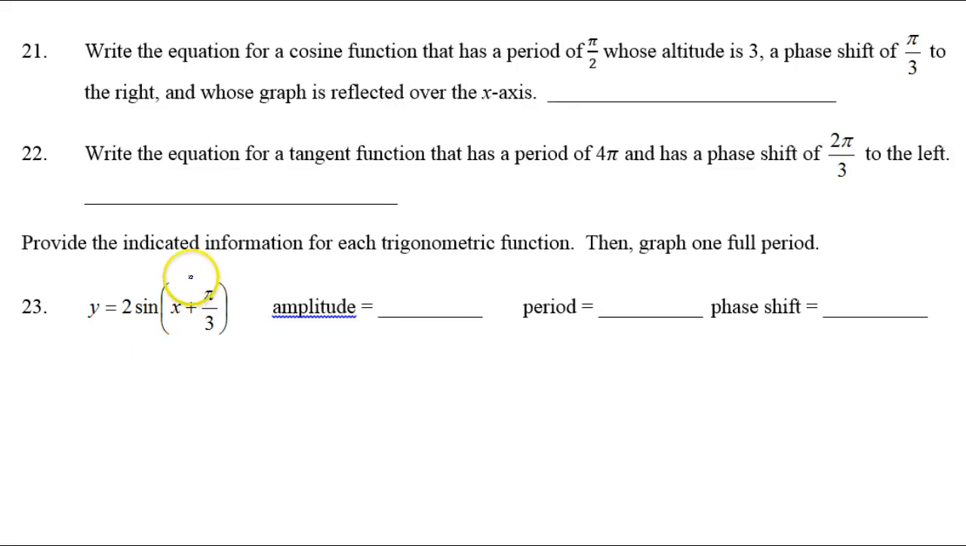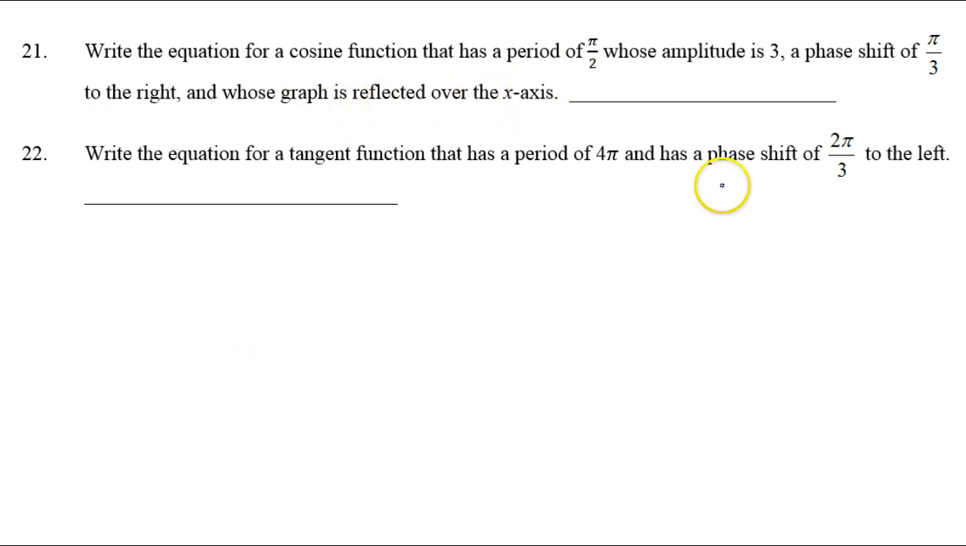In this video, we are going to practice writing trigonometric equations given certain pieces of information. Looking at problem number 21, write the equation for a cosine function that has a period of pi over 2, whose altitude is 3, and a phase shift of pi over 3 to the right. And we have a reflection over the x-axis. I decided to replace the word altitude with amplitude because I'm pretty sure that's what is meant by the question.